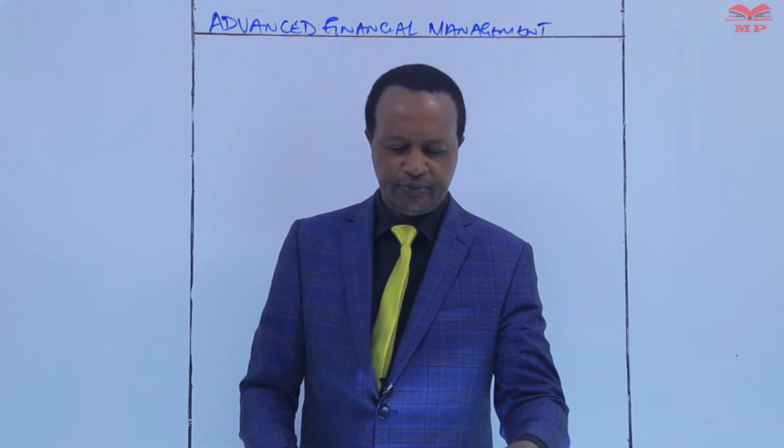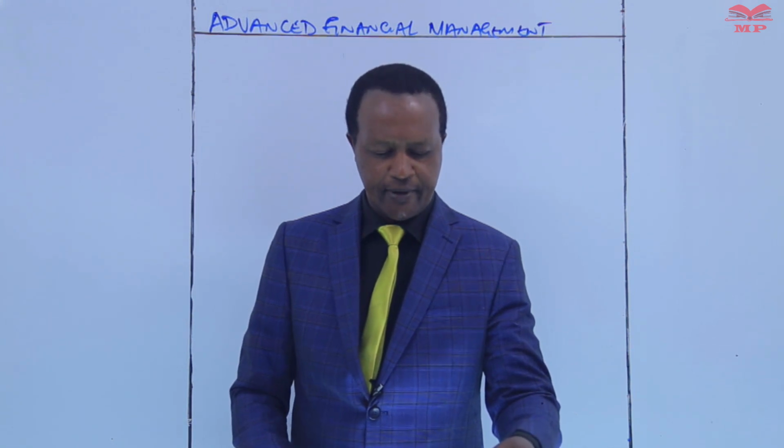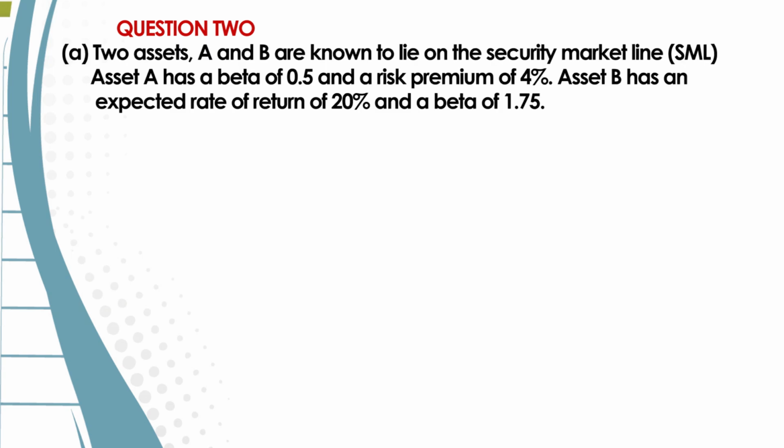We're going to answer the April 2024 Advanced Financial Management paper. Question 2A reads: two assets, A and B, are known to lie on the security market line. Asset A has a beta of 0.5 and a risk premium of 4%. Asset B has an expected rate of return of 20% and a beta of 1.75.